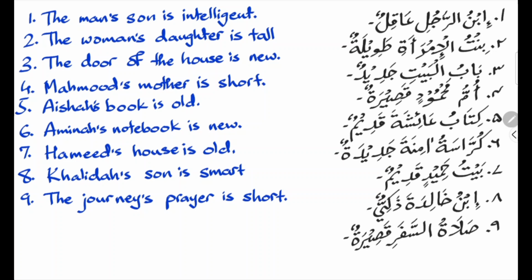Now try making your own. Remember the rules. Mudaf comes first, mudaf ilayh, meaning the possessor, comes second, and also remember that mudaf gets whatever haraka it's supposed to get, and it gets rafa by default, and mudaf ilayh always, every time, always gets a kasra.